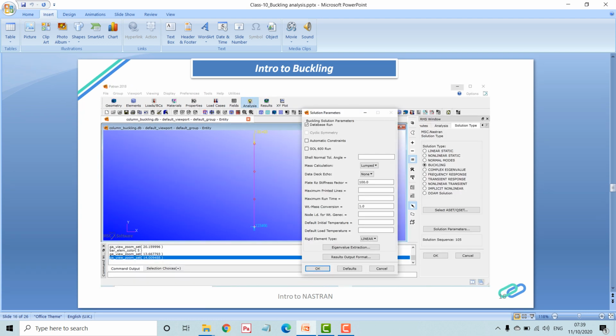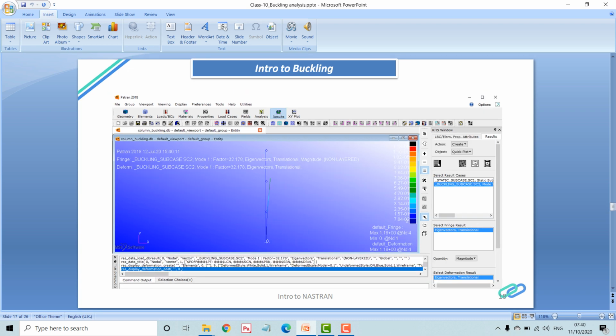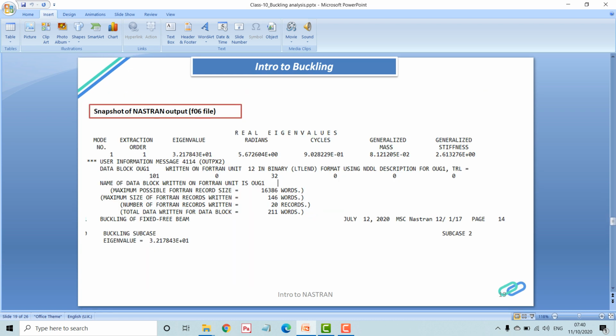The buckling load factor is multiplied to the applied loading. The applied loading is 1 Newton force. You can see the vertical negative load which is acting in the downward direction, 1 Newton. So when I multiply, I get the critical buckling load. This is what I mentioned earlier, that Nastran Patran gives the buckling load factor that needs to be multiplied to the applied loading in order to derive the critical buckling load. If you calculate the critical buckling load for this same column with the classical solution, you will get the same 32.17 as the critical buckling load.